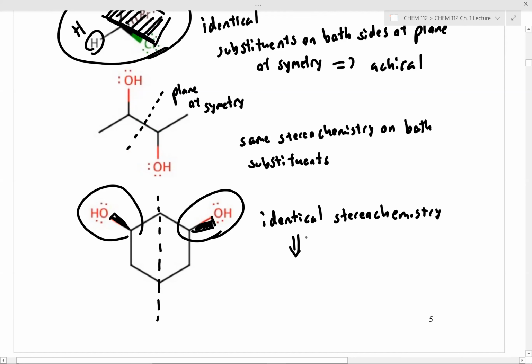And as a result, because this molecule has an axis of symmetry, this molecule is achiral. So we have identical stereochemistry, we have an axis of symmetry, and as a result, this overall molecule is achiral. So you do have to pay attention to the stereochemistry when deciding whether or not an axis of symmetry is present.